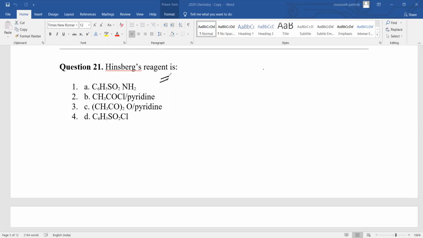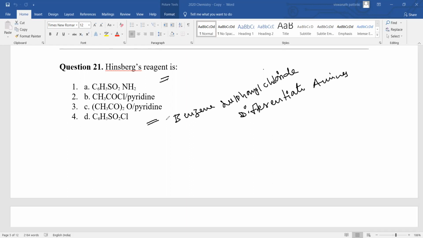So what is the Hinsberg reagent? Hinsberg reagent is benzene sulfonyl chloride. So what is it used for? It is used for identification, that means differentiation of amines. So this is the reagent which is used for differentiating amines. Okay, so this is your Hinsberg reagent.